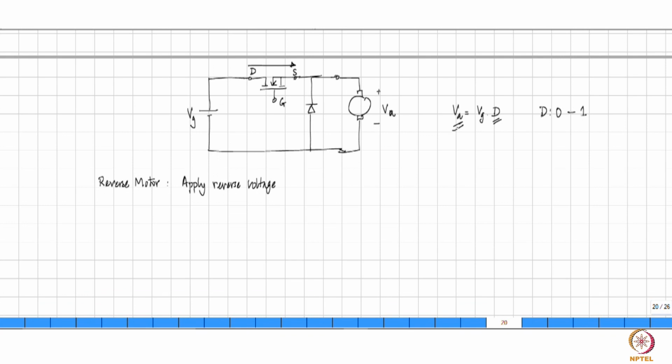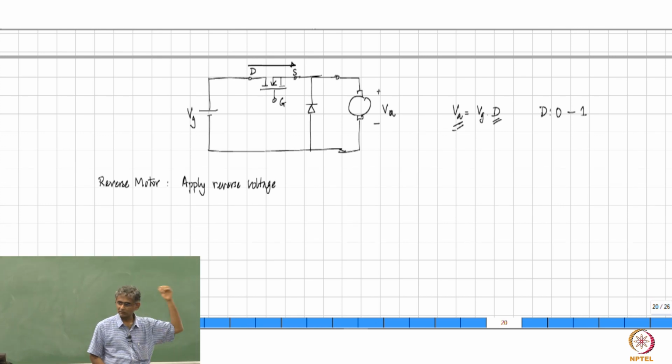If you want negative voltage here, you have to apply negative duty ratio, which is just not possible. Duty ratio cannot be negative, it only lies between 0 and 1. So, what else can you do to apply negative voltage? Put another circuit, right? This circuit is incapable of giving negative voltage. Please note that you cannot say, I will reverse VG. That won't work.